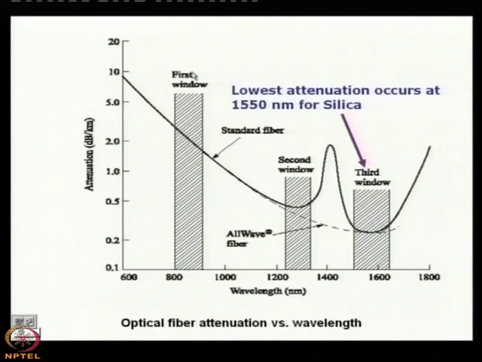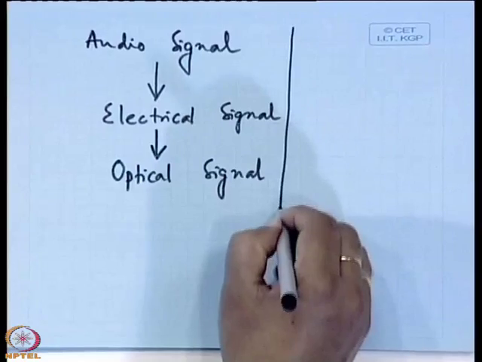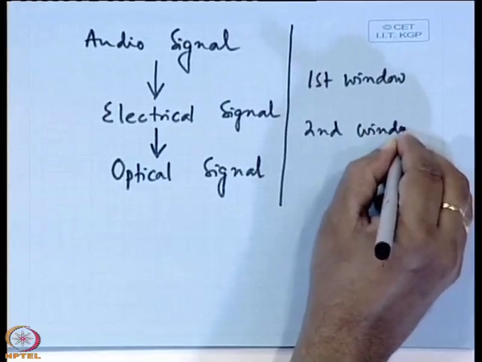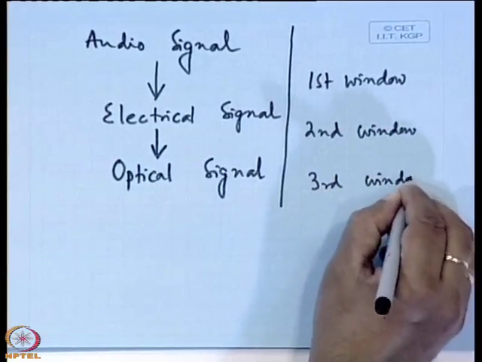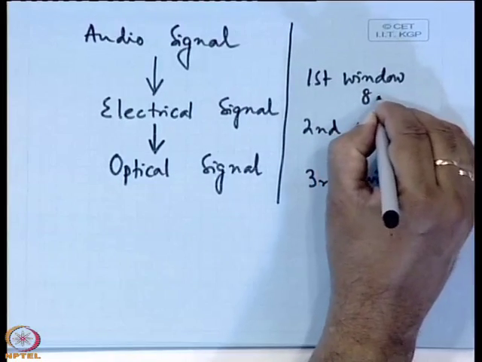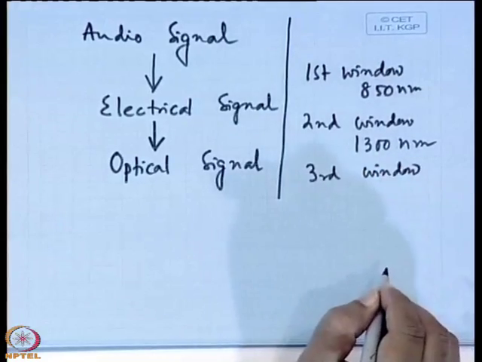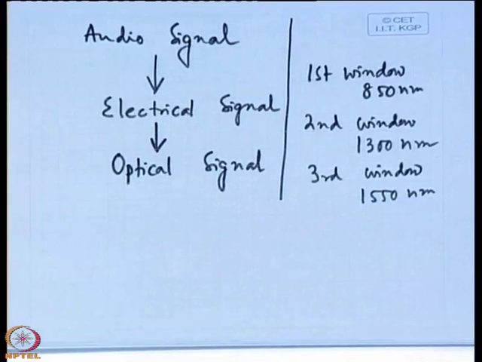So, this is the first window, around 850 nanometer. Then there is a second window, 1330 nanometer, basically 1300 nanometer, and 1550 nanometer is the third window. Let me write down the windows: first window, second window and third window. For the first window it is around 800, say 850 nanometer, and in micron, 0.85 micron. 850 nanometer means 0.85 micron, that means 8500 angstrom. The second window is 1300 nanometer and the third window is 1550 nanometer.